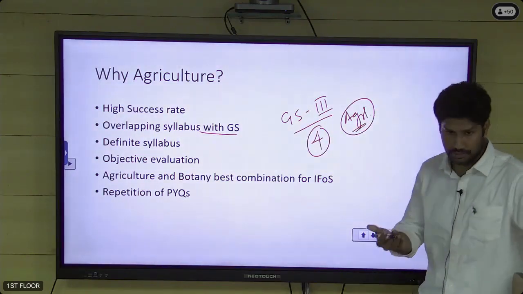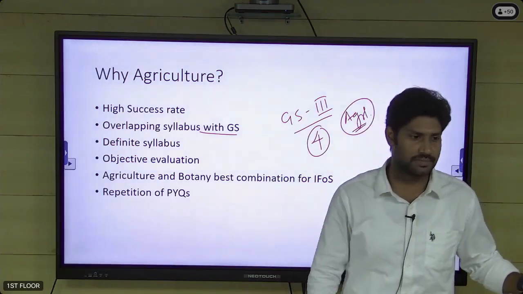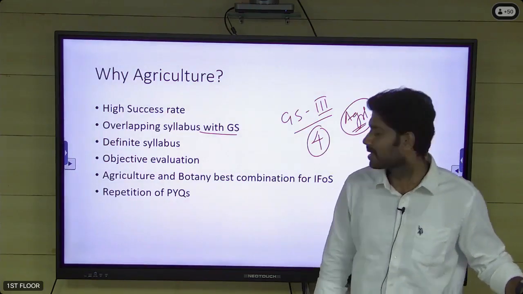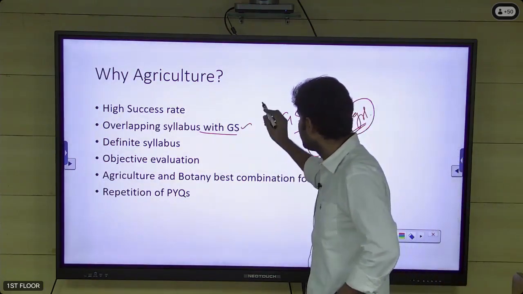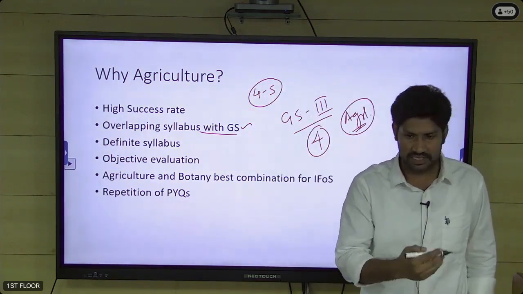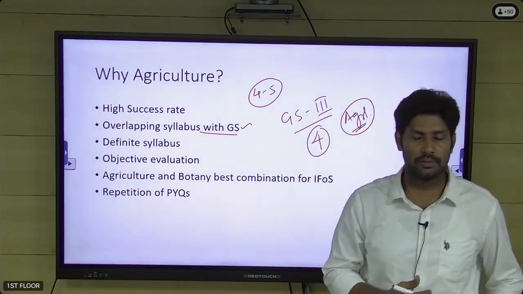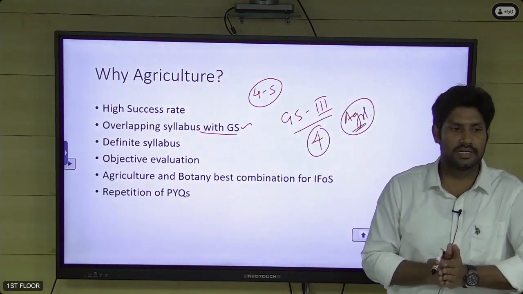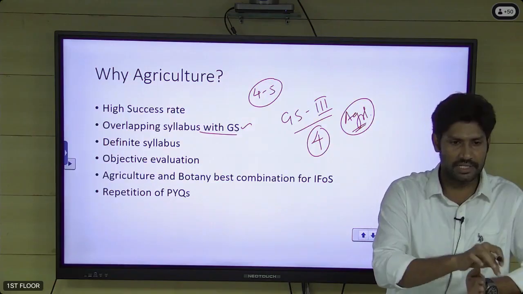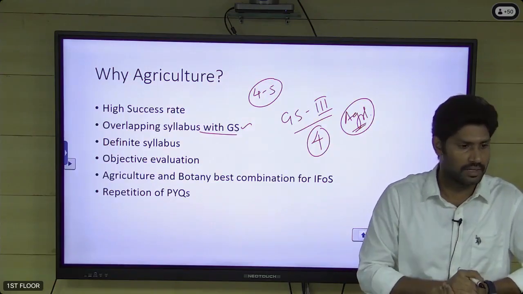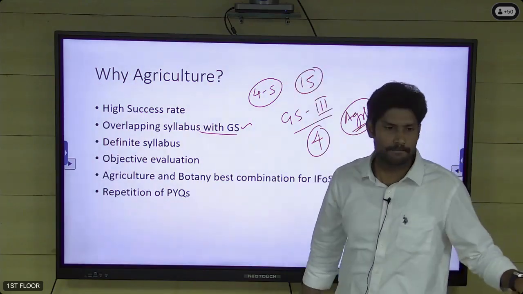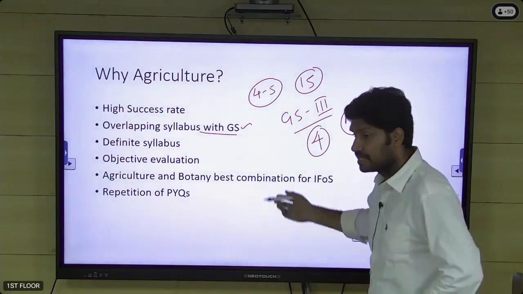Sometimes these questions are technical. In the GS also, they are asking technical questions that only agri students can answer. Because of the overlapping syllabus with the GS, even in the prelims we can expect 4 to 5 questions from agriculture. Recently in the prelims also, they are asking technical questions from agriculture. In our agri optional subject, we need knowledge of geography and environmental science. All are interrelated: agriculture, environmental science, and geography. Combined, we can expect 15 questions in the GS prelims. So this is another advantage for agri optional.